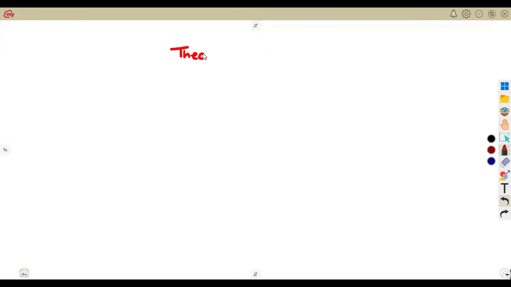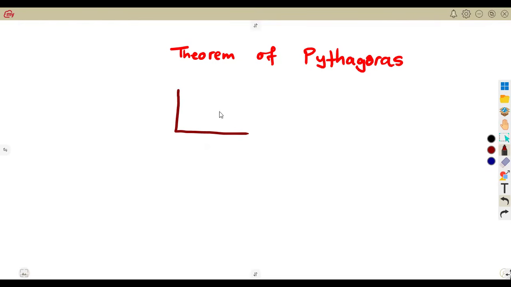So let us just have this theorem of Pythagoras. It is just the Pythagoras theorem, all right? The Pythagoras theorem, which is the theorem of what? Pythagoras. We are going to apply this on a right-angled triangle. If you are given a right-angled triangle, what is it that you consider here?